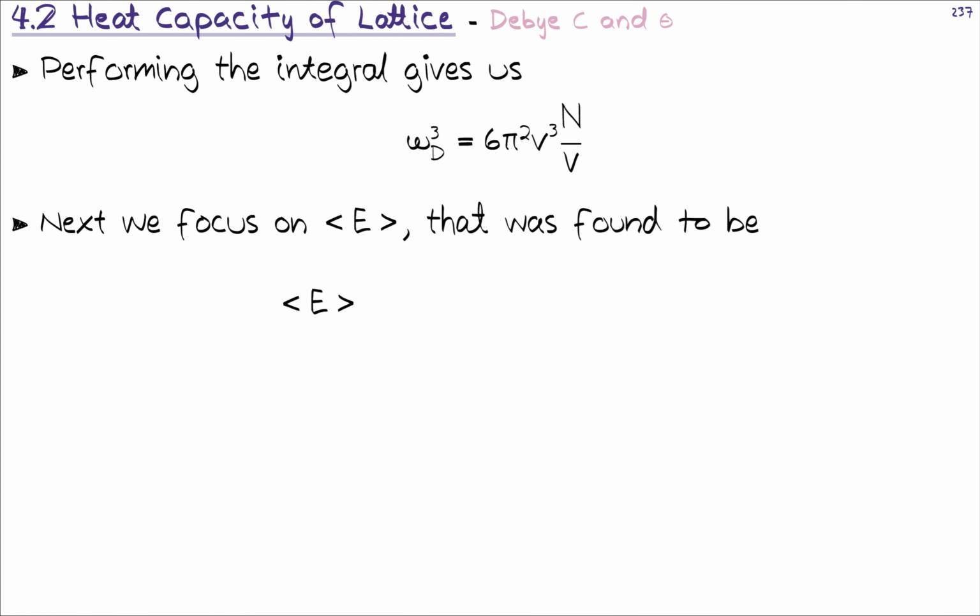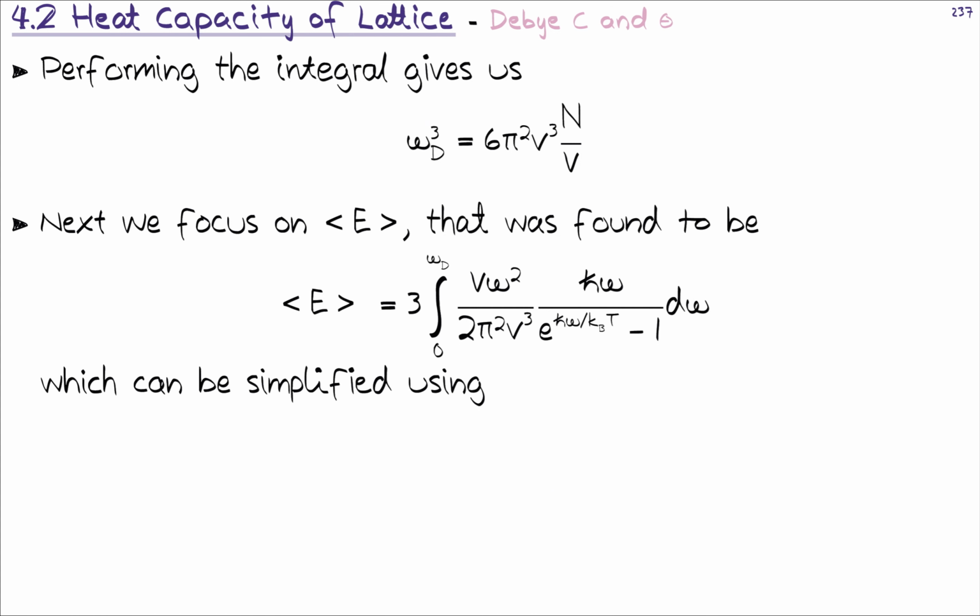And that was found in the previous slides to be that the mean energy is 3 times the integral from 0 to the Debye frequency omega D. And now we can plug in our form for the density of states. So we have V times omega squared divided by 2 pi squared times v cubed, the speed of sound in the material. And then we have h bar omega divided by exponent h bar omega over k_B T minus 1. And now we integrate over the frequencies.